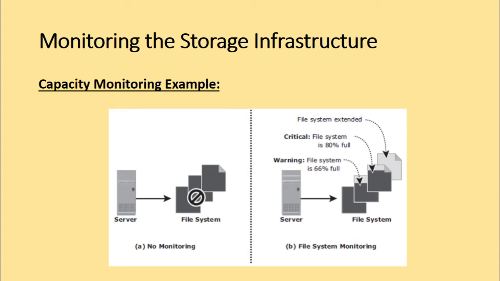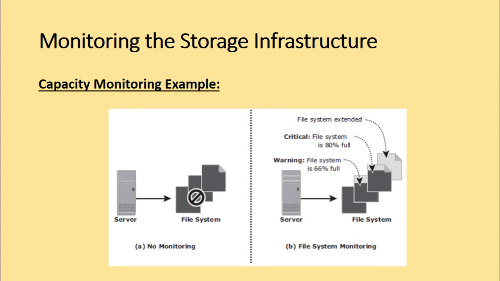Monitoring can be configured to issue a message when thresholds are reached on the file system capacity. For example, when the file system reaches 66% of its capacity, a warning message is issued, and a critical message is issued when it reaches 80% of its capacity, as shown in this diagram. So we need not wait until 100% utilization of the file system is reached. Whenever the file system utilization reaches, say, 66%, a warning message is issued to the administrator.